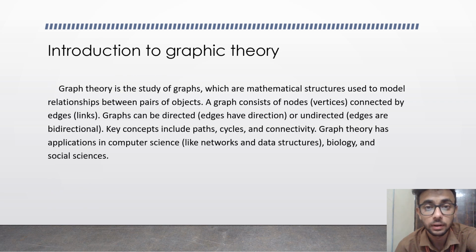What is graph theory? Graph theory is the study of graphs, which are mathematical structures used to model relationships between pairs of objects. A graph consists of vertices connected by links. A graph can be directed or undirected. Key concepts include paths, cycles, and connectivity. Graph theory has applications in computer science, biology, and social sciences.